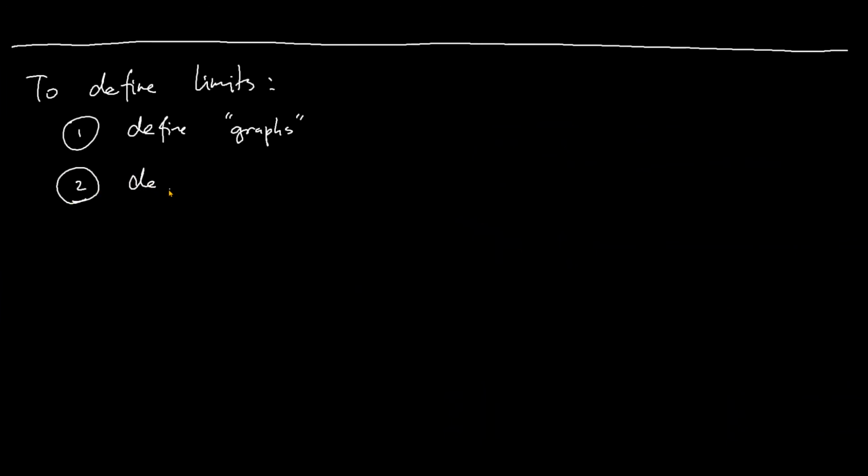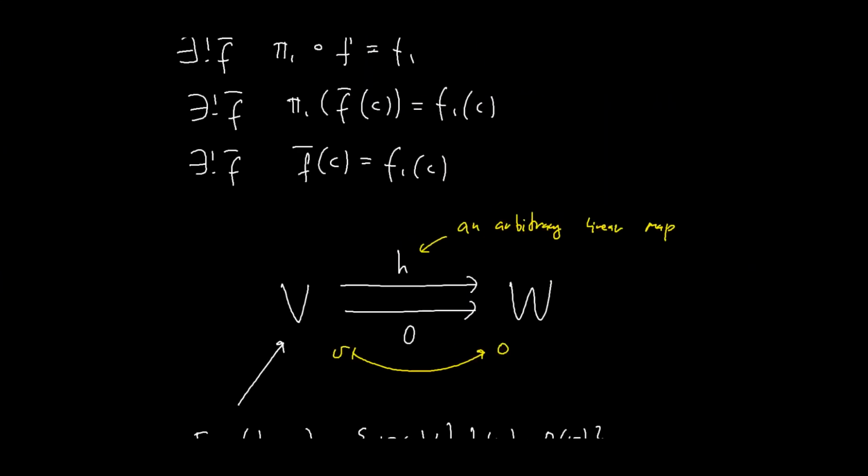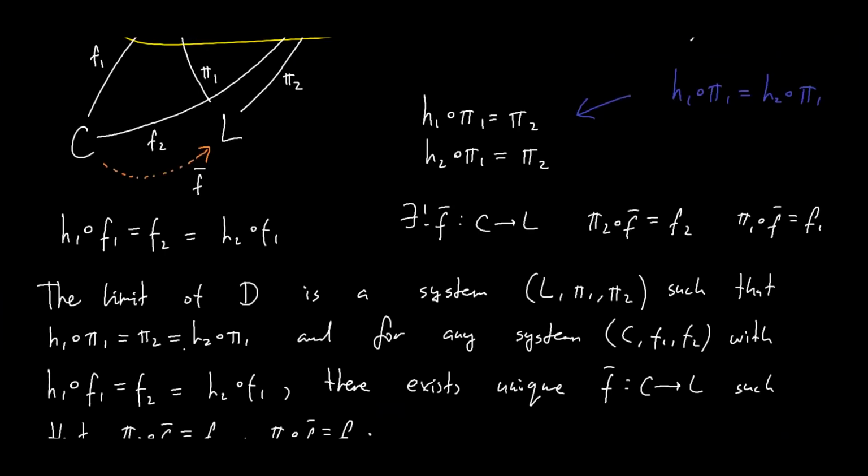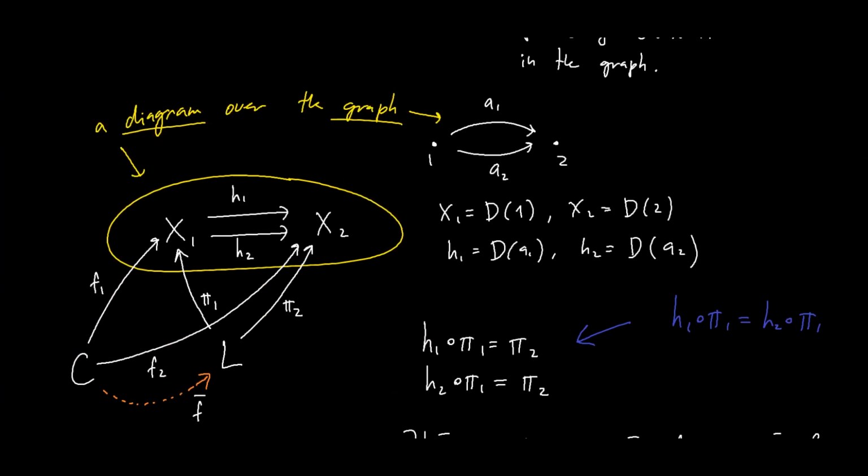Then we need to define what a diagram is. A diagram will take a graph, and it will label. It's almost like a vector field. It will label every vertex of the graph with some object of your category, and every arrow of the graph with some morphism of the category, so that domain and codomains are preserved.